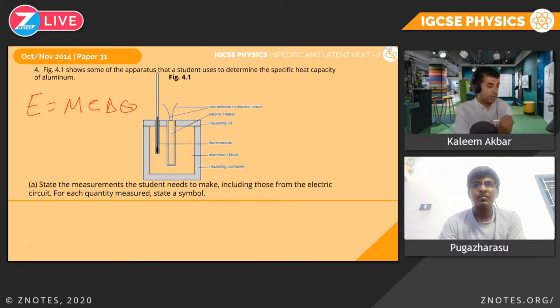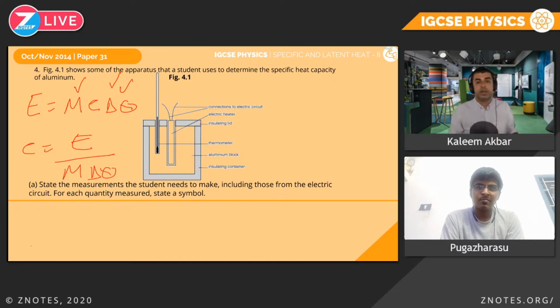Now remember, you can't do that as an experiment in school right now, because the only thing we can measure is mass, and we can remember the beginning temperature and the end temperature. So we can use a thermometer and we can use a mass balance, right? Now remember, find c, so c equals E over m delta theta.